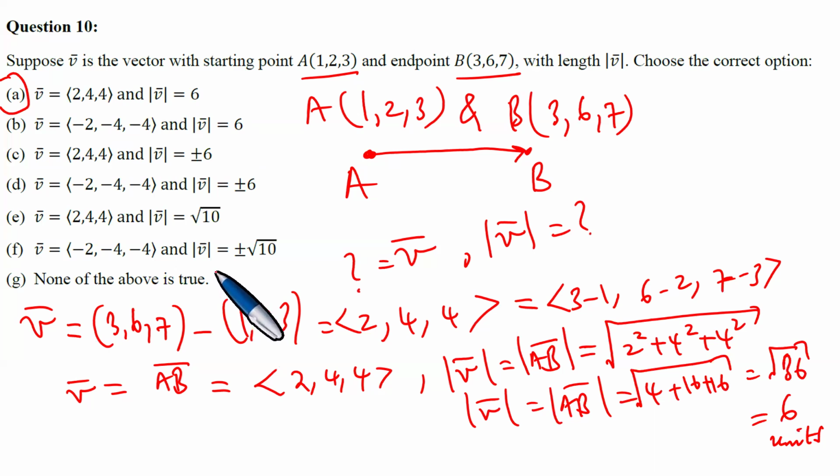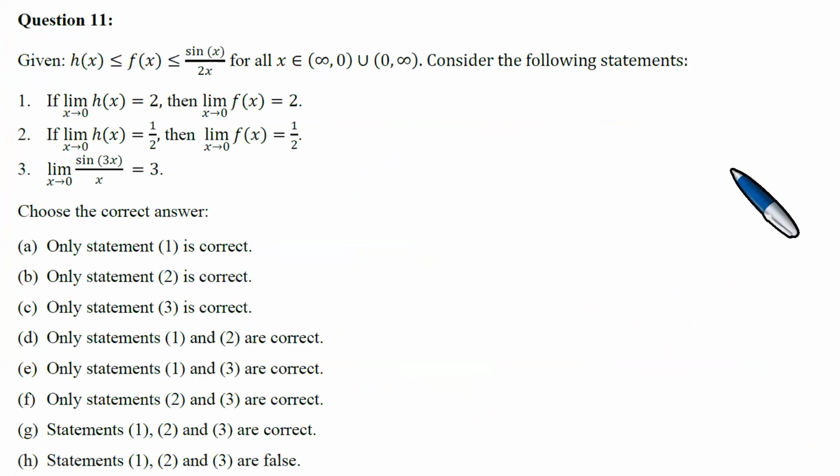Next point. Right, the next point. Question 11. Right, question 11.